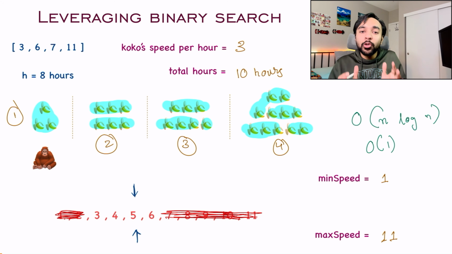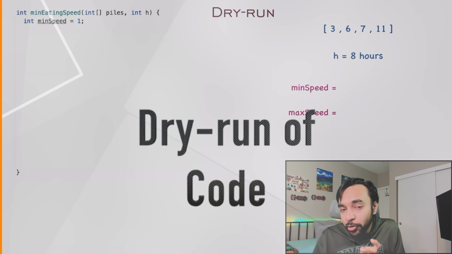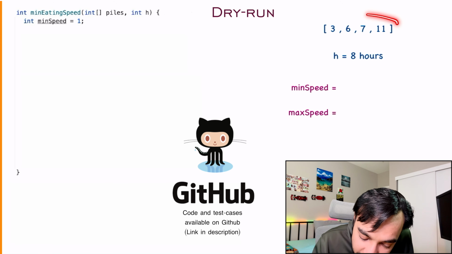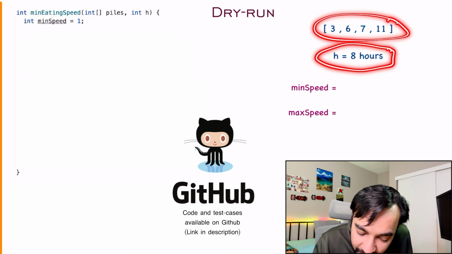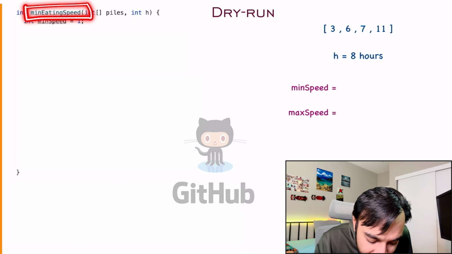Now, let us quickly do a dry run of the code and see how it works in action. On the left side of your screen, you will have the complete code to implement this solution. And on the right, once again, I have a sample array and the time available that are passed in as an input parameter to the function minEatingSpeed.